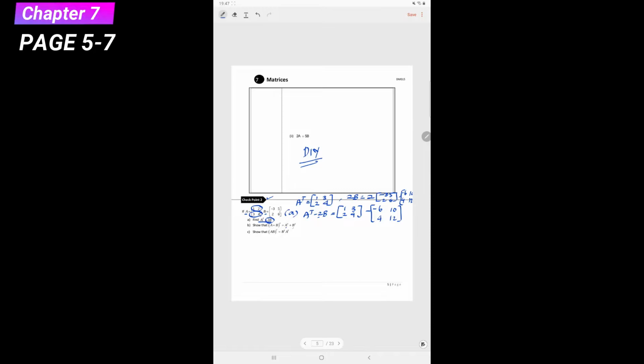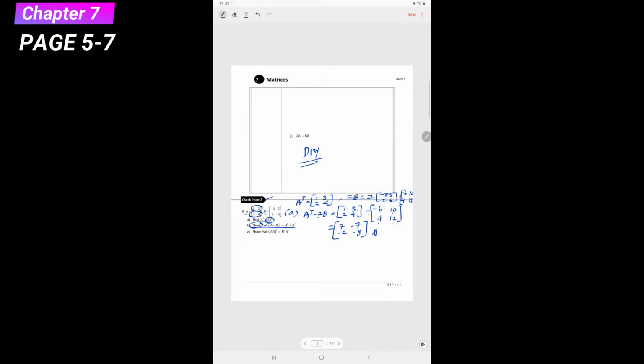So kita nak tolak dengan 2B, jadi kita akan letak 2B here. So kita akan tolak dia, the first entry with the first entry. 1 minus 6, so we have 7. 3 minus 10, we have negative 7. 2 minus 4, we have negative 2. 4 minus 12, we have negative 8. So this is the final answer for A. Okay, so let's look at checkpoint 2B.